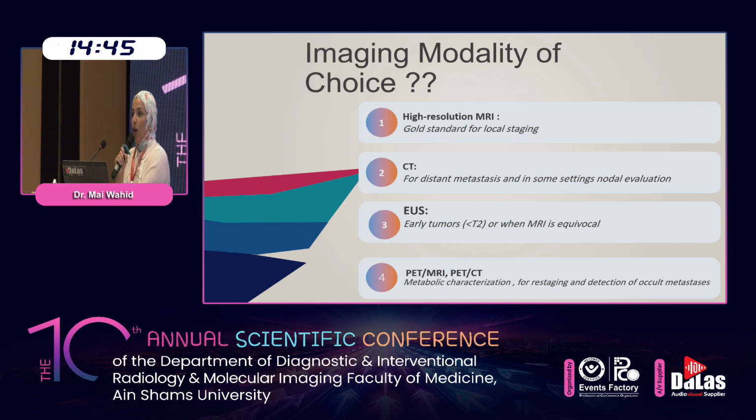So as a start, what is the best modality of choice for rectal cancer and what other imaging choices do we have? The gold standard for local staging of rectal cancer is high-resolution MRI. We also have CT for distant METs or nodal evaluation. We have EUS, endoscopic ultrasound, for early tumors. We're going to talk about that later. We have PET-CT for the occult METs, and PET-MRI hybrid. We're also going to talk about that later.